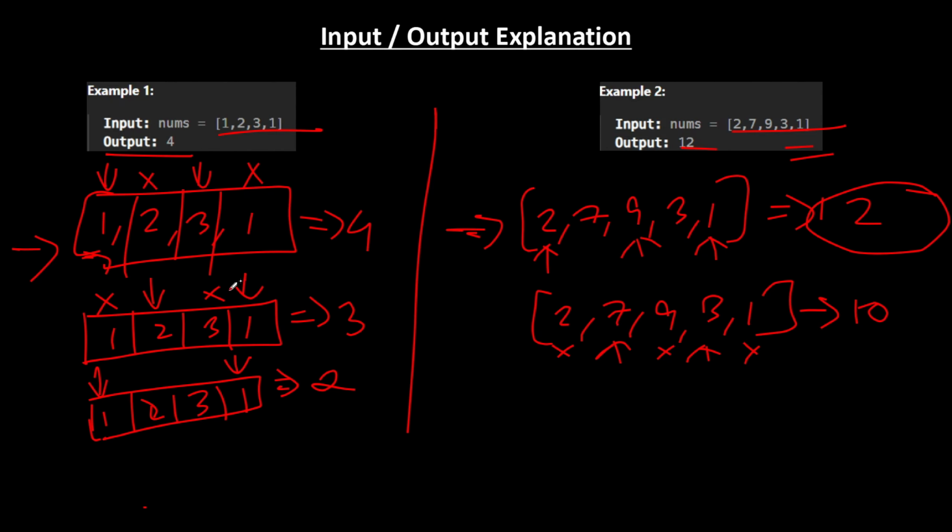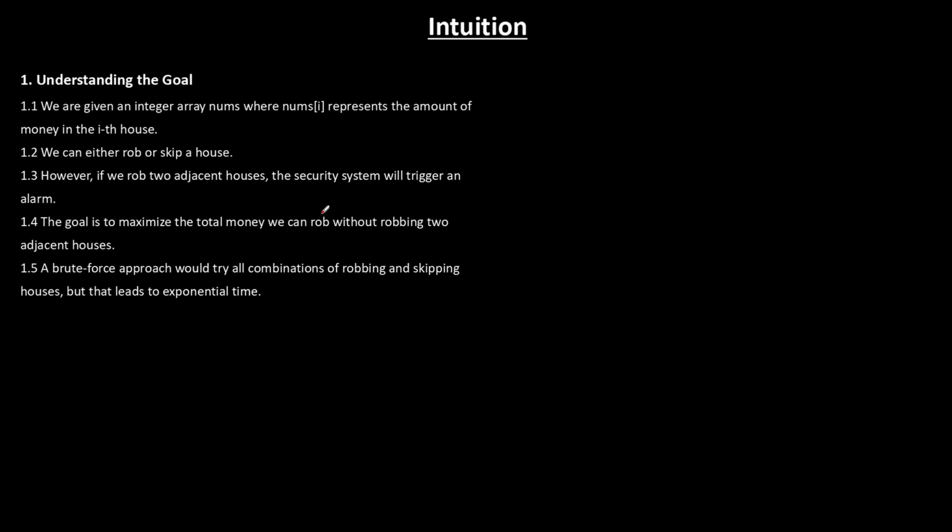I hope you understood the input output explanation. Let's move to the next slide. To understand what the problem is asking, we should build up an intuition for the problem. Let's do that by understanding the goal. Here we are given an integer array nums, where nums of i represents the amount of money the ith house has, and we can either rob or skip a particular house.